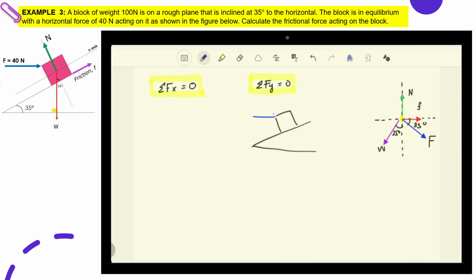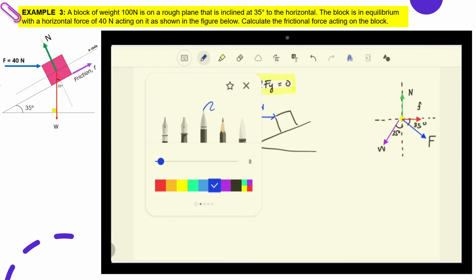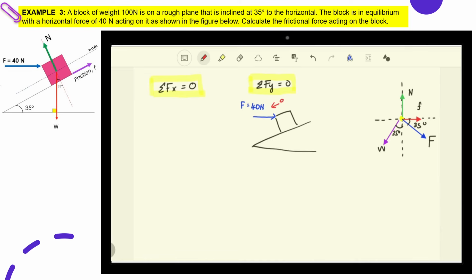So let's say ini adalah tangan awak. You try to hold the motion of the block with an external force 40 Newton, ataupun you try to push. Awak tahan dengan satu jari contohnya. So sekarang kalau tak ada external force F ni, apa berlaku? The object will move in this direction kan? Dia akan bergerak ke bawah. So automatically we must put the direction of the frictional force in the opposite direction.